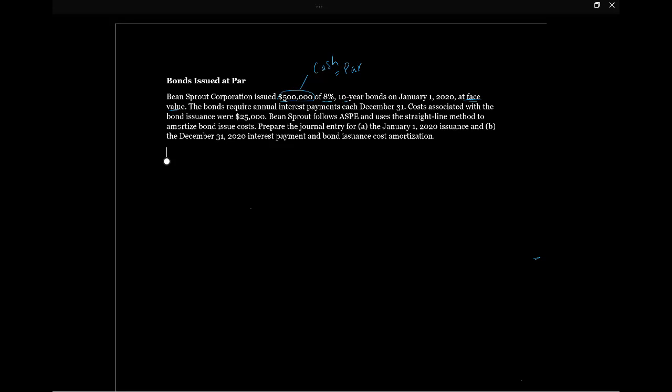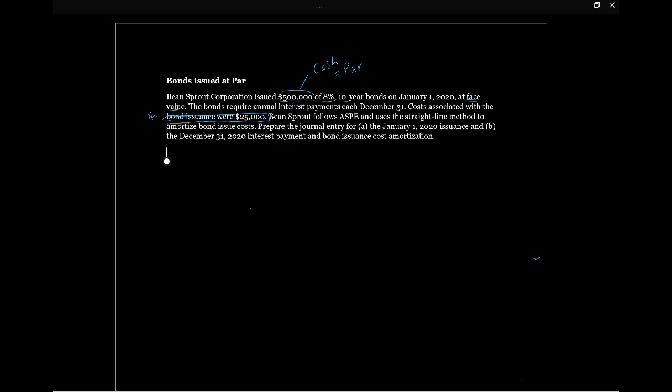So should our journal entry simply be debit cash, credit bond payable for $500,000? That would seem logical, but there's one additional piece of information that we need to be really careful to pick up in this question. It says that there were bond issuance costs of $25,000. So what happens to bond issuance costs under ASPE?